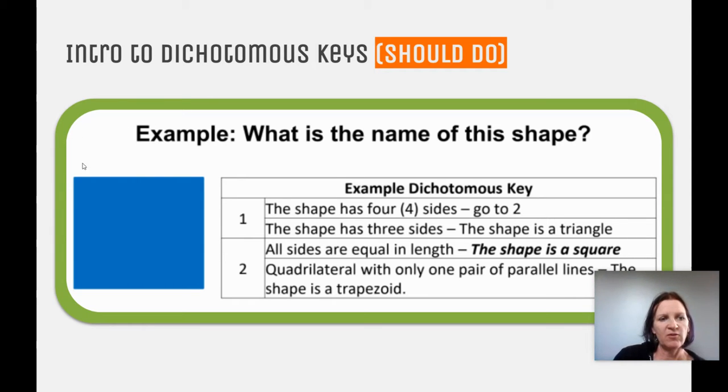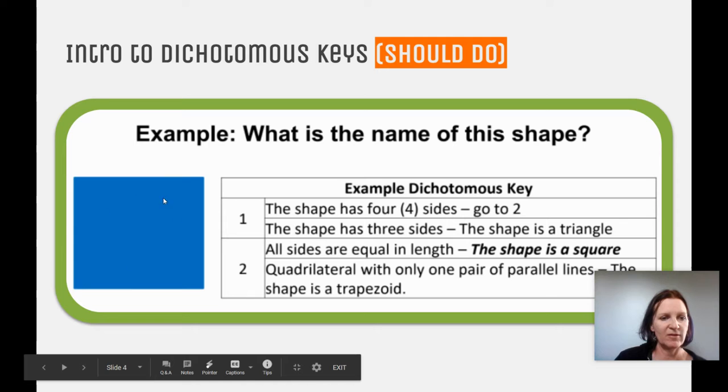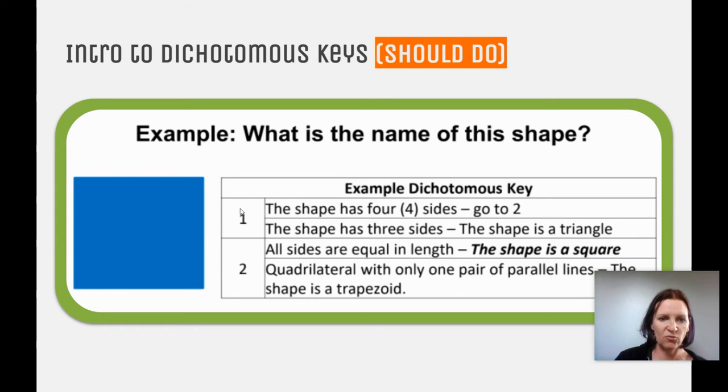If we just look at a very simple dichotomous key for identifying a shape, in this case, we're going to identify this blue shape right here. You're always going to start with your first choice. So my first set of choices is: the shape has four sides. If I believe that, then I'm going to go to two. Or the shape has three sides. If that's what I think it has, then it's telling me the shape is a triangle.